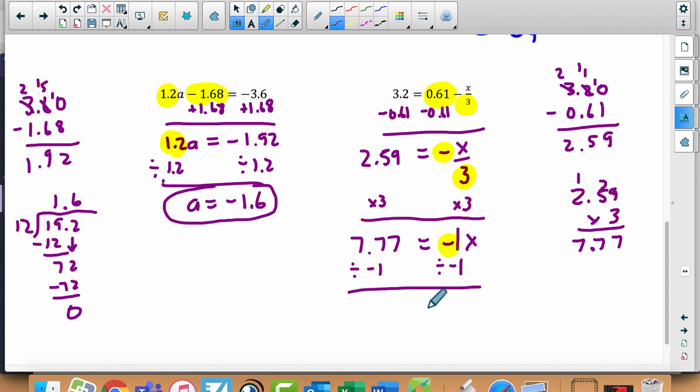So the negative 1's cancel, and we have x. 7.77 divided by negative 1, you only have one negative here, so your answer is going to be negative. And when you divide by 1, it just stays the same. Negative 7.77 is your answer. All right, a little bit harder. Make sure you get this down because they're going to keep getting harder and harder.